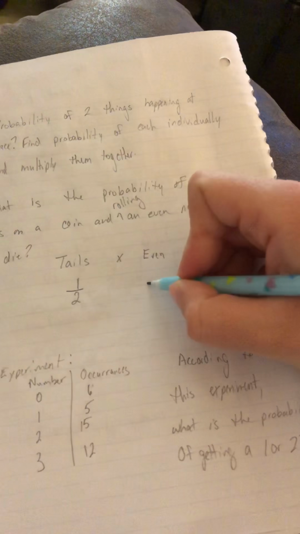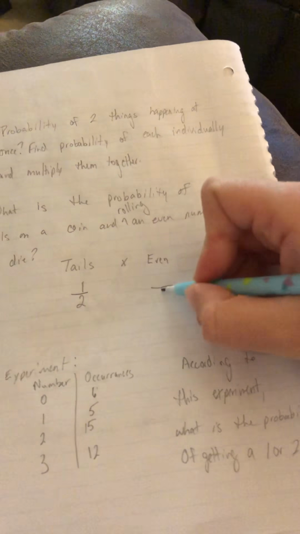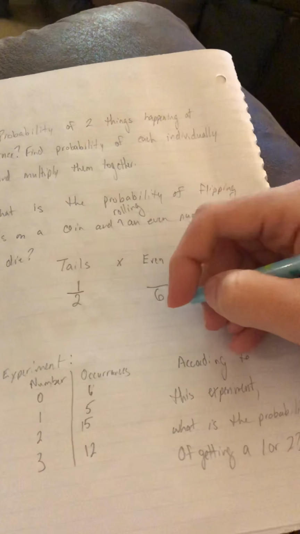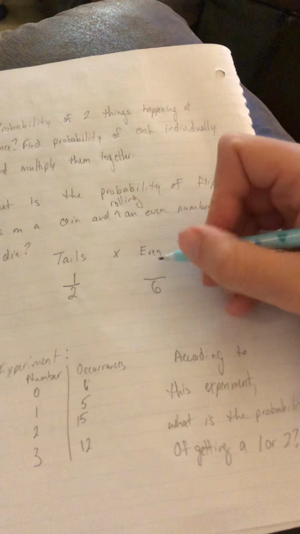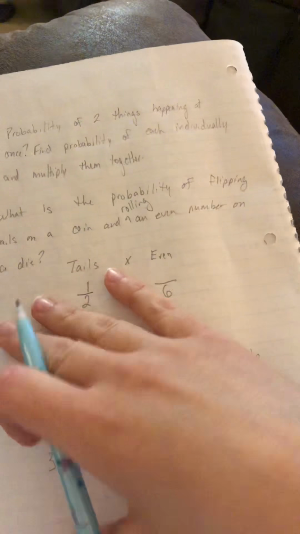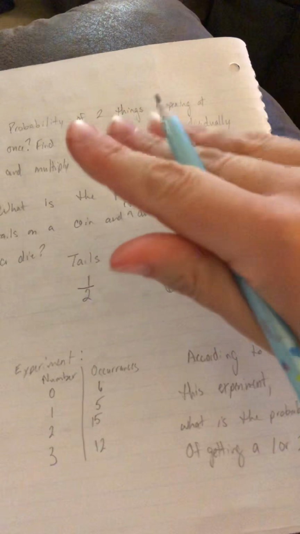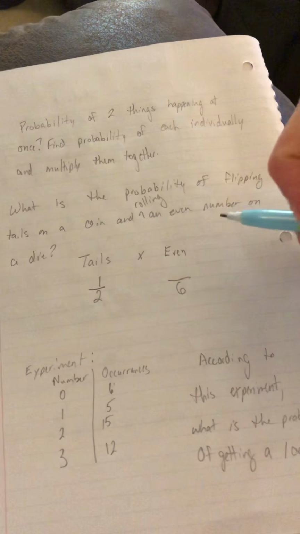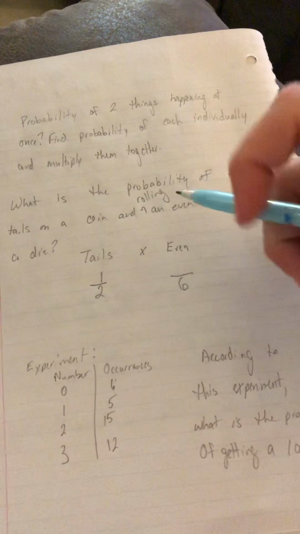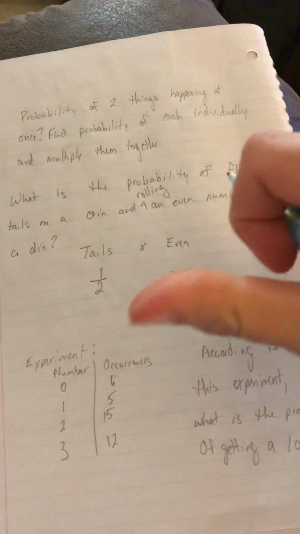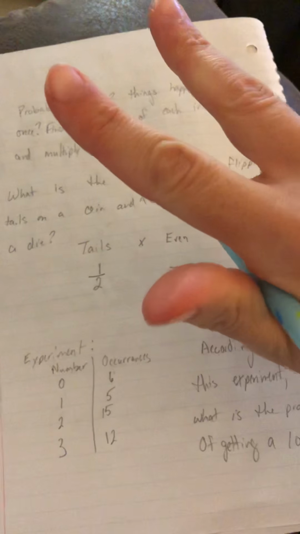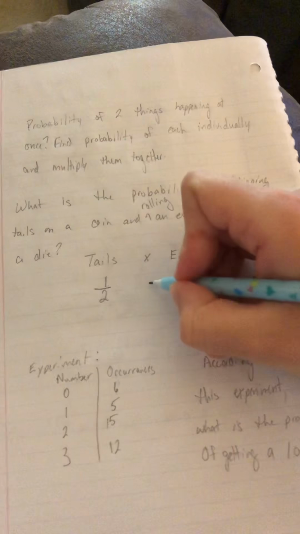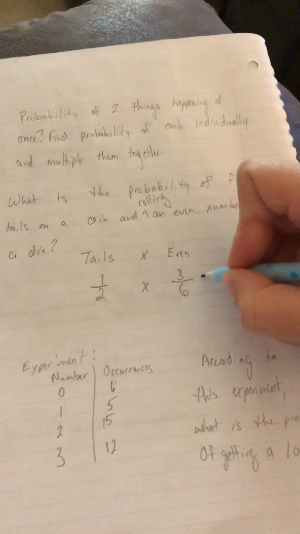On a die, if you roll 1 die, there are 6 sides to a die. And on it, you have 1, 2, 3, 4, 5, 6. They're the different faces. So the amount of even numbers on a die is 2, 4, and 6. So there are 3 even numbers. So you have to multiply these two together.